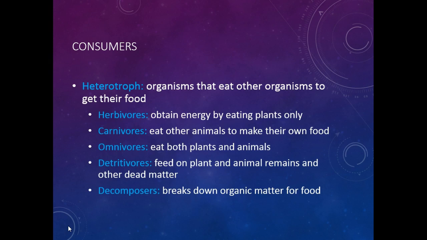First up, herbivores. They obtain energy by eating plants only. Carnivores eat other animals to make their own food. Omnivores eat both plants and animals. Think of a bear that eats salmon but also collects berries. Detritivores feed on plant and animal remains and other dead matter. They are also sometimes called scavengers. And lastly, decomposers, which break down organic matter for food, such as mushrooms or other types of fungus.